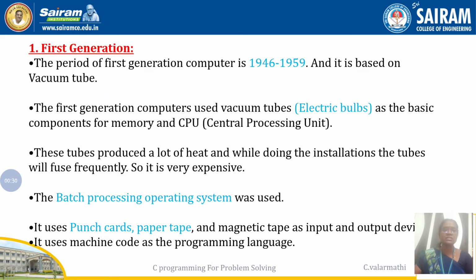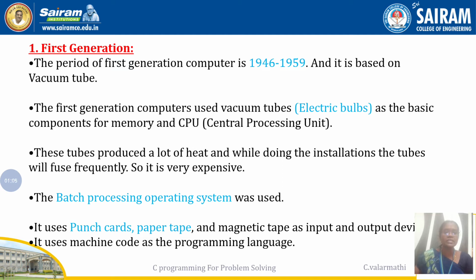In the first generation, the period is from 1946 to 1957. What is the basic built-in technology they used at the time of the first generation? They used vacuum tubes. Using vacuum tubes only, they built the computers, so it occupied a big size. We know that when Charles Babbage developed the first generation computer, it nearly occupied one big room. Like that, it was developed with the help of vacuum tubes.